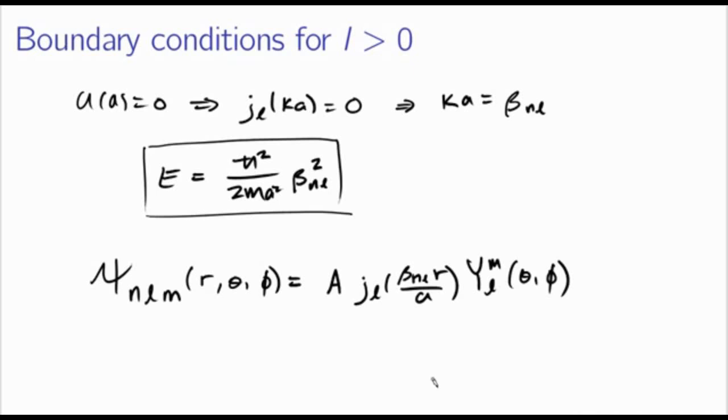So this is our fully general solution, and it depends on n, where n is an integer. L, I'll just say L is going to be 0, 1, 2, a positive integer. And m, which is anything between minus L up to L. So we have these three integers that we need to choose in order to uniquely identify a particular stationary state solution to the Schrodinger equation in all three dimensions. So that's how these things end up working.